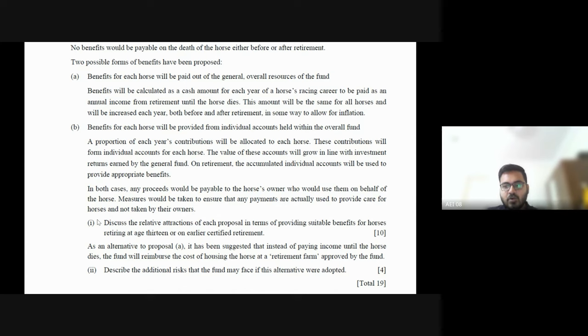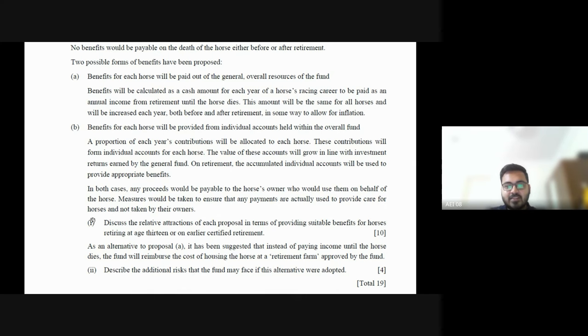So if it is a DB scheme, the benefits are fixed for as long as the horse lives, just like it has been provided, until the death you will provide it with a certain amount. And in certain situations when it's a B fund, which is basically a defined contribution one, there's a separate account created for each and every individual. That itself should mean that it's a DC scheme, and the accumulated value is given to the owner of the horse, who basically takes care of the horse after that.